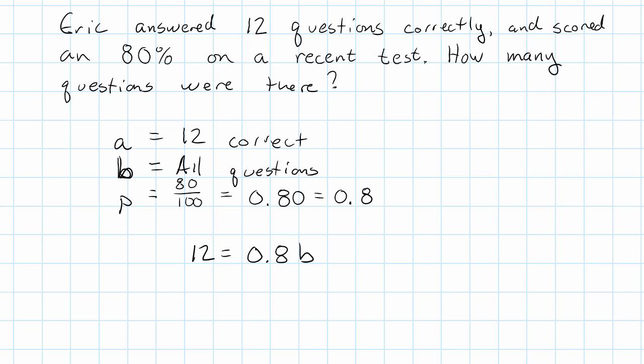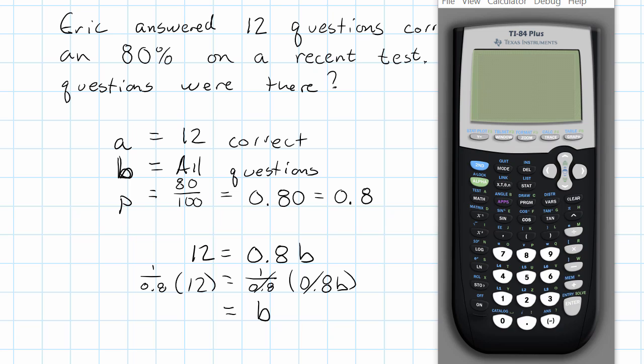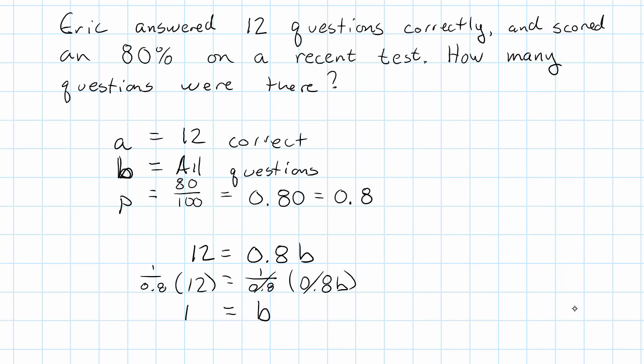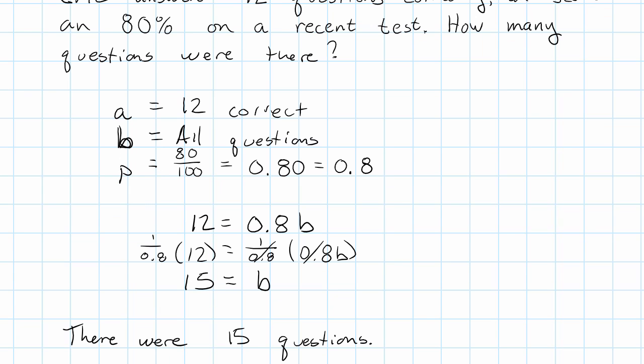We need to get b by itself, so we need to get rid of that 0.8. We'll do that by multiplying both sides by 1 over 0.8. The 1 over 0.8 will cancel out the 0.8, and on the right we'll just have b. On the left, we have 1 over 0.8 times 12 is 15. So there were 15 questions on the test.